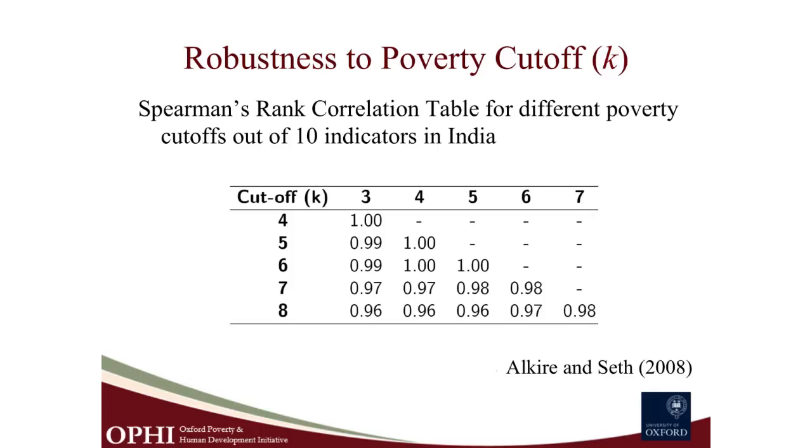And this is an example from our very old paper, the 2008 paper. For the first time, we ran Spearman's rank correlation coefficient across Indian states when you use 10 indicators. And again, we found quite a high correlation.